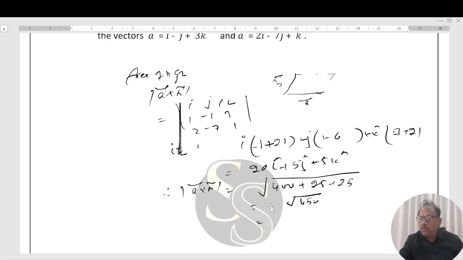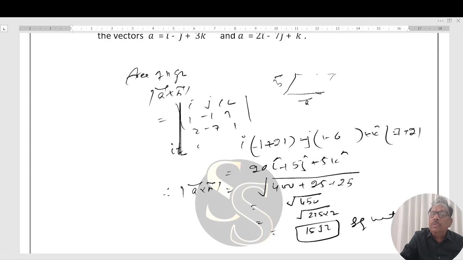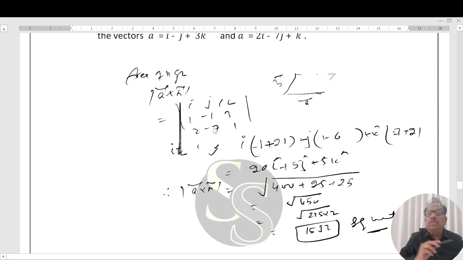This will come out to be under root 225 into 2. So 15 root 2 square units. Right? I have shown here the technique of how to solve this determinant: i, minus 1 into 1 minus minus 7 into 3, plus 21, plus minus j, this into this, plus k, this into this minus this into this. This is right.